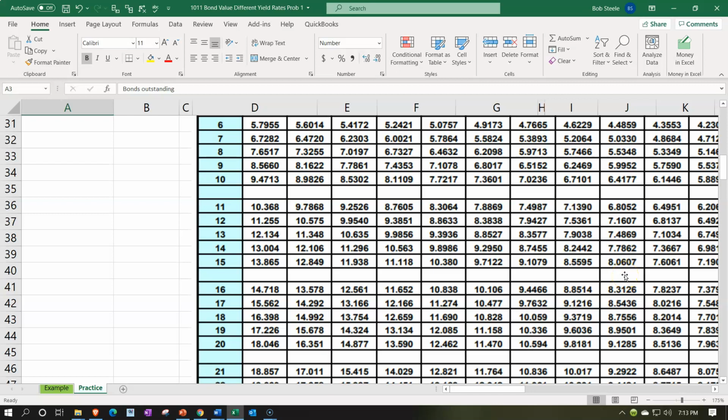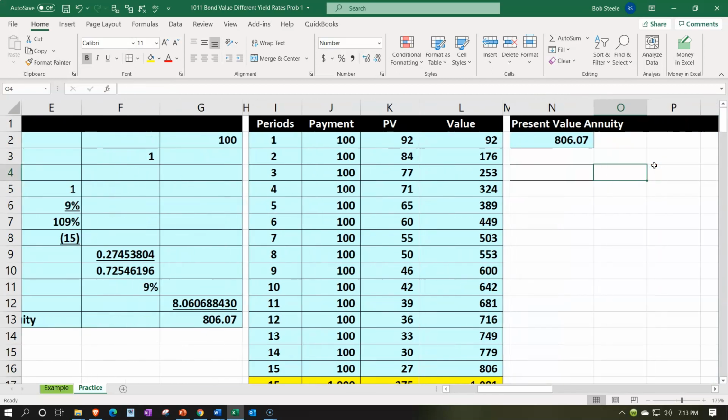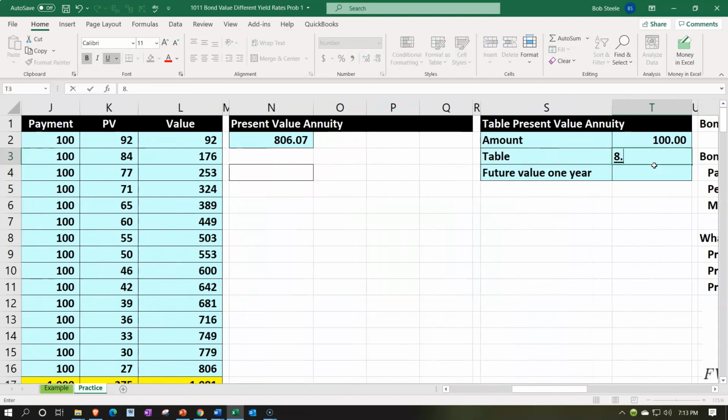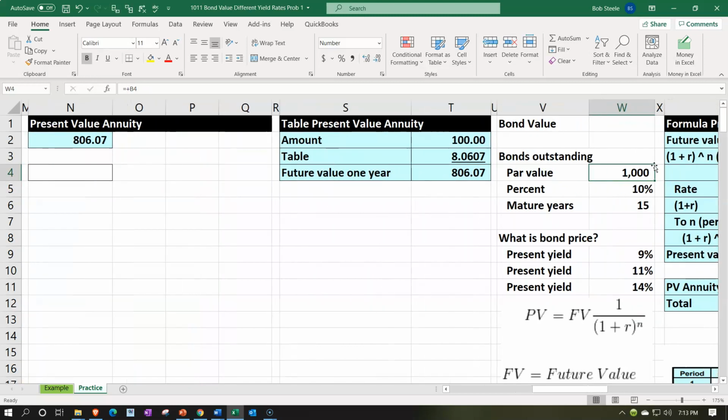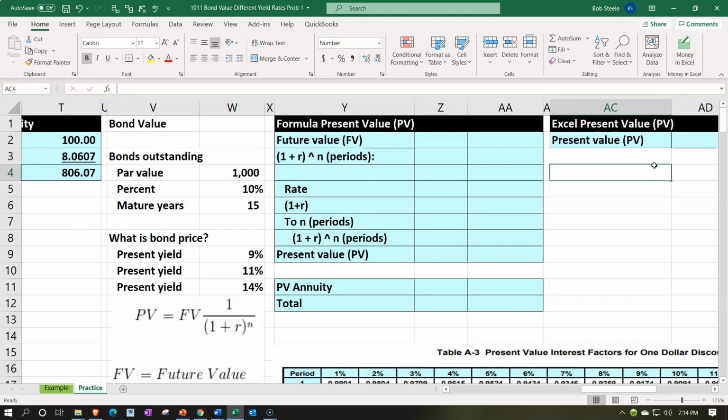That's 8.0607. Multiplying, the 100 times the 8.0607 is once again that 806.07. Interesting. Okay, in any case, then we're going to go over here and we'll present value the 1,000.